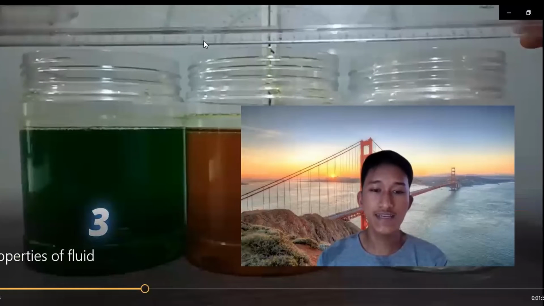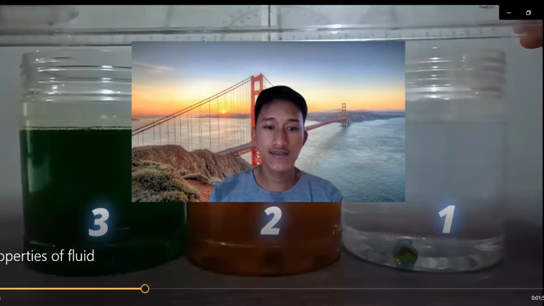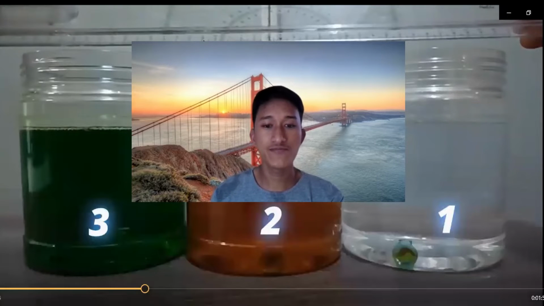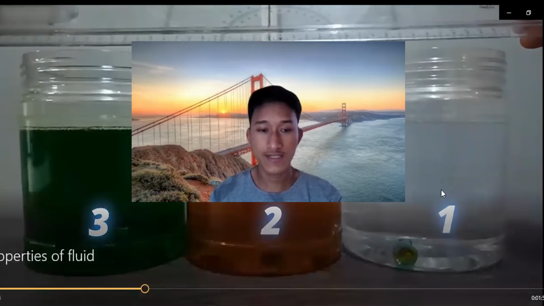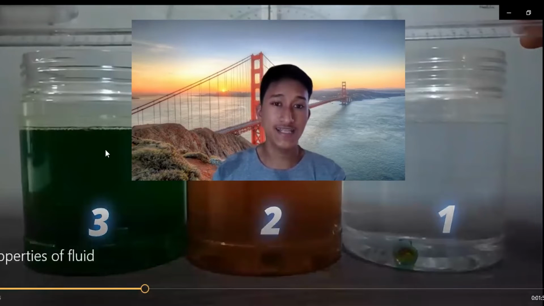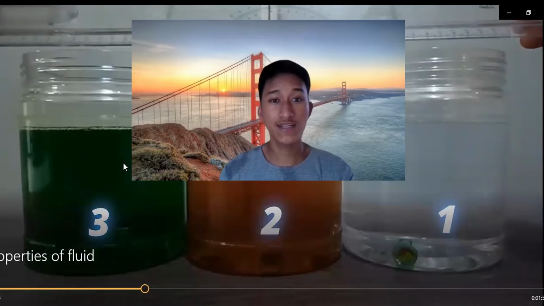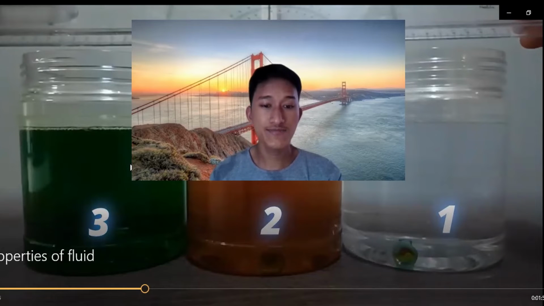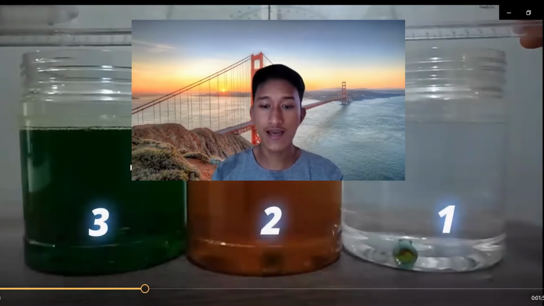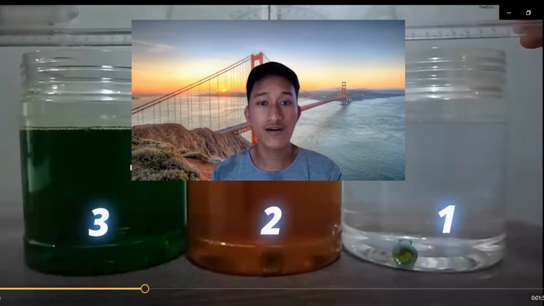So as you can see, the first marble that reaches the bottom of the glass is water, followed by oil, and lastly the dishwashing liquid. Does this mean the water has the lowest viscosity among all of them? That's it for viscosity of fluid.